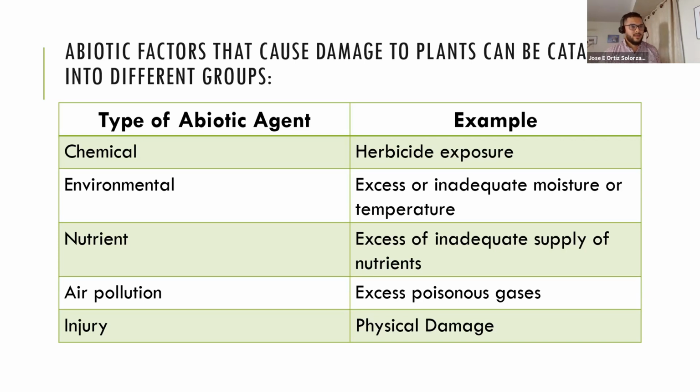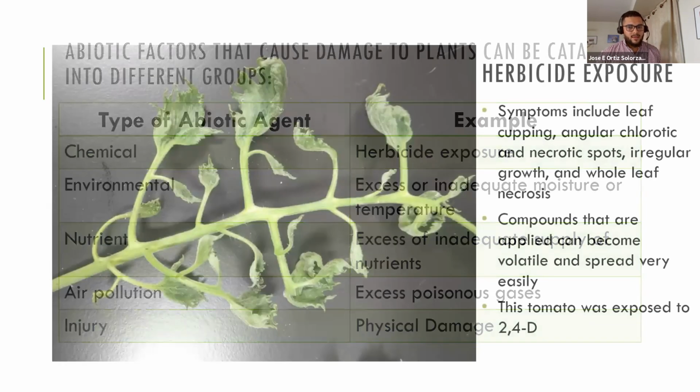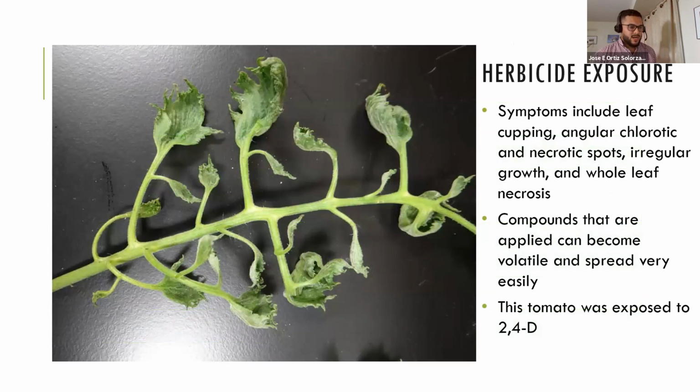So how do you get chemical damage or herbicide exposure? When you're producing your plants in your garden, oftentimes you need to get rid of weeds that you don't want in your crop. So you start applying herbicides. And that herbicide can become volatile and reach your main crop. In that way, you can affect your main crop. So the symptoms of herbicide exposure include leaf cupping, angular chlorotic and necrotic spots, and whole leaf necrosis.